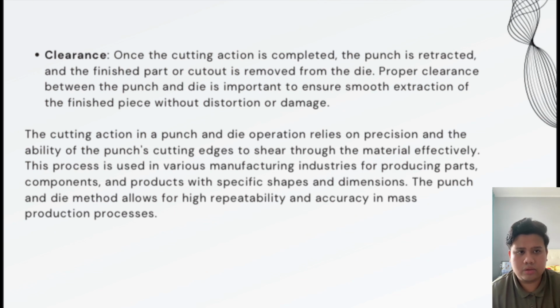This process is used in various manufacturing industries for producing components and products with specific shape and dimension. The punch and die method allows for high repeatability and accuracy in mass production processes.